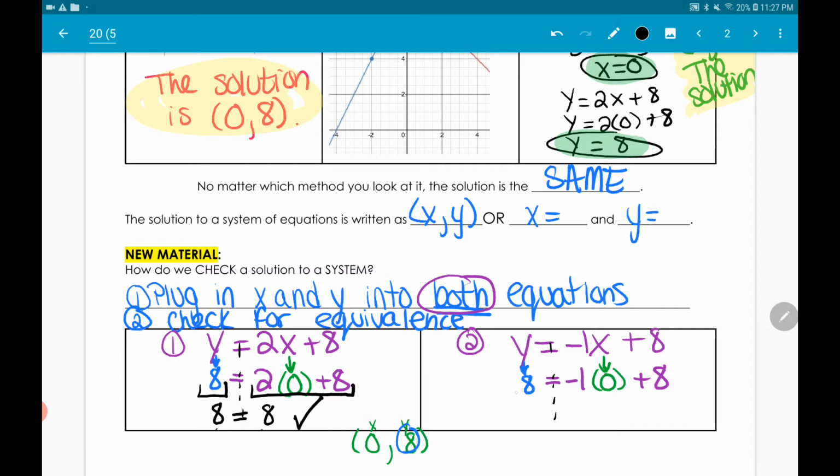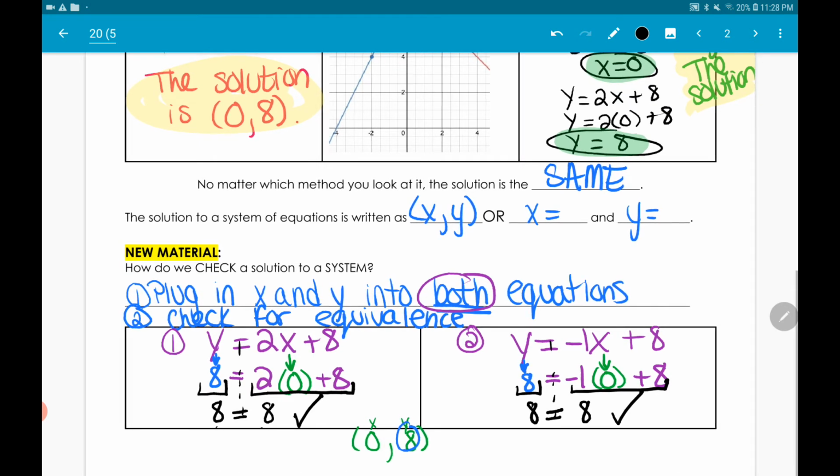Now I do my second equation. I check my left side, simplify, bring it down. I check my right side, I plug that in the calculator, I bring it down. Are they equal or equivalent? Yes. Okay, so when they're both equal, that means (0, 8) is a solution.